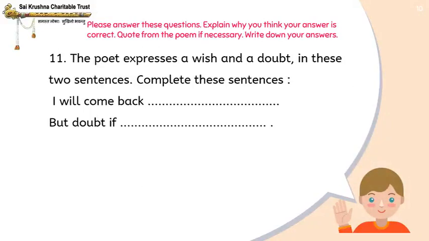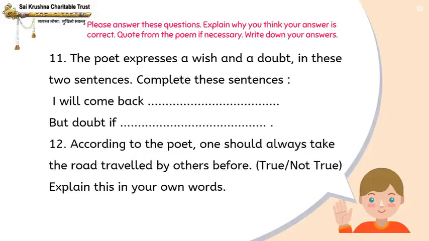Question 11. The poet expresses a wish and a doubt in these two sentences. Complete these sentences. I will come back, dash, but doubt if, dash. Question 12. According to the poet, one should always take the road travelled by others before. Is it true or not true? Explain this in your own words.